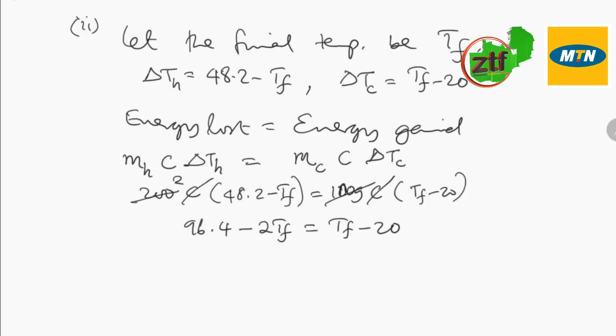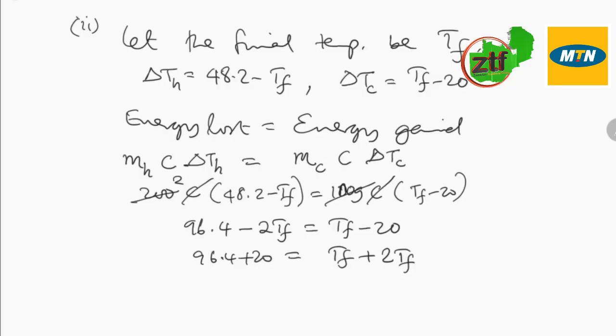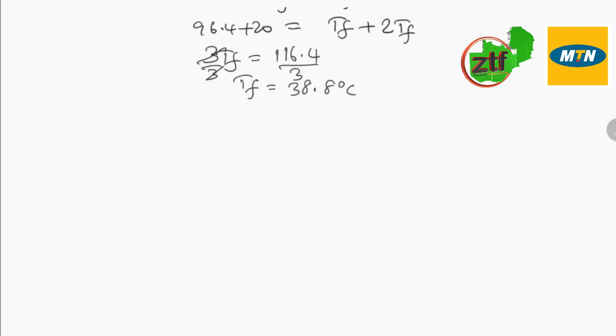When we do that and we collect like terms, we see 96.4 plus 20, that should be equal to TF plus twice TF. Meaning the things that are on the left are equal to the things that are on the right, so even when we swap them, things should be okay. So we say 3TF should be equal to 96.4 plus 20, which is 116.4. Then that gives us T final as 38.8 degrees C. That is the answer. That is the final temperature of the mixture.